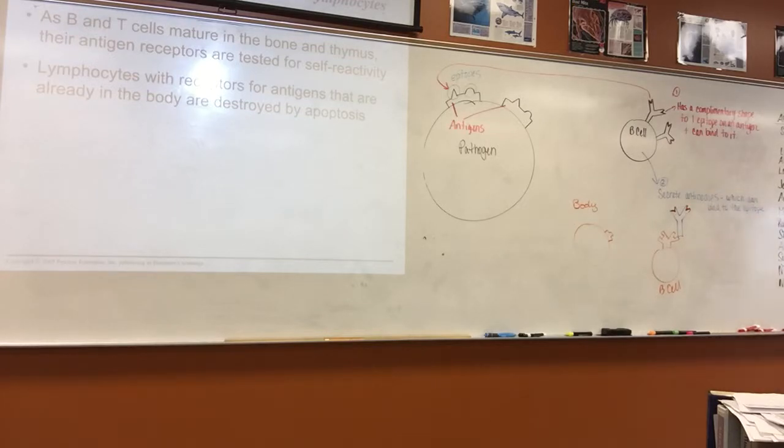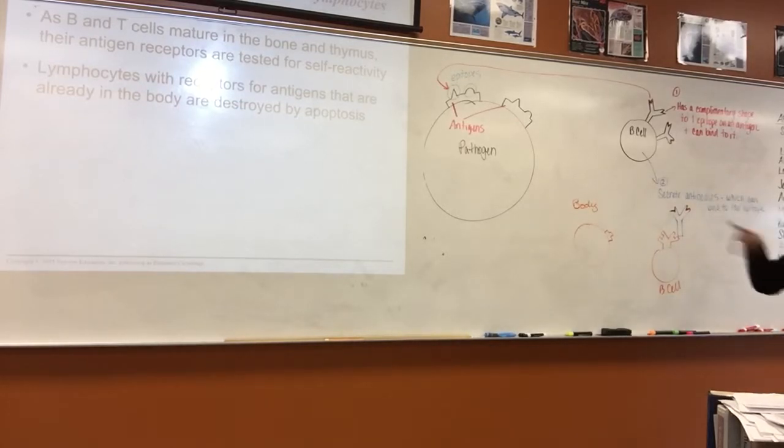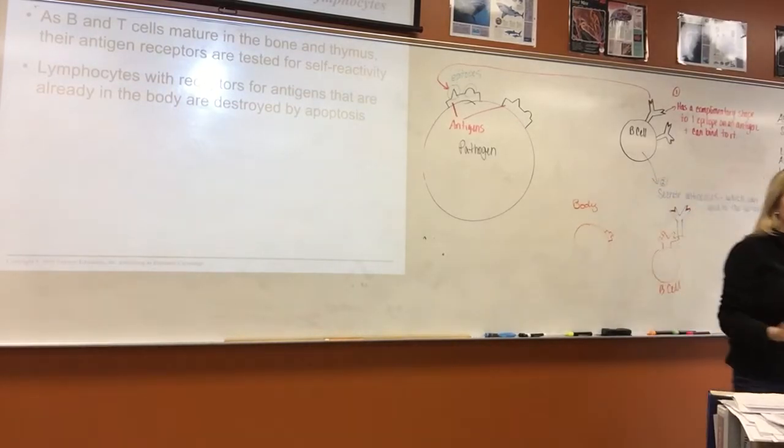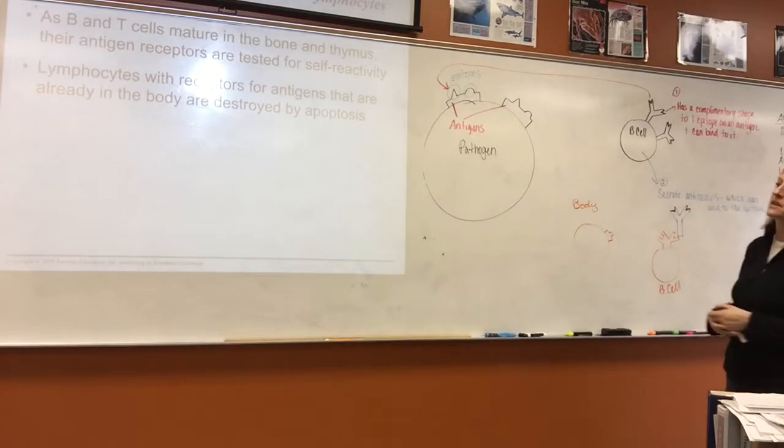So therefore, in development, this is where it says tested for self-reactivity. That's what that means: is this B cell or T cell that we make going to attack our own body cells? And if it does, we don't want those, so we destroy them. All right, so they're destroyed by apoptosis. And therefore, you only have B and T cells that have antigen receptors for antigens that you don't have. And so that's why you know for sure that when the B and T cells attack, it's just something that's foreign to you.